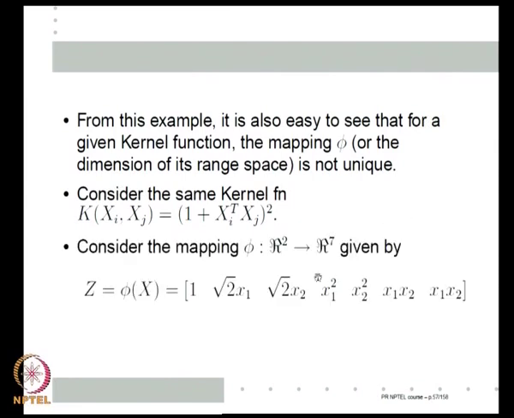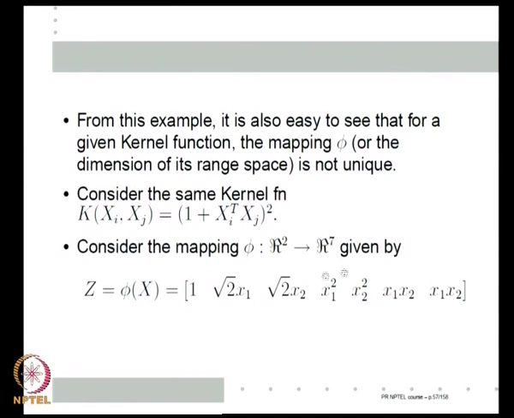For the same kernel function, instead of taking the last component as root 2 x1 x2, suppose I have taken it to be not R2 to R6, but R2 to R7, and the last two components are x1 x2, x1 x2. As you can see, if I do z_i transpose z_j, I get x_i1 x_i2 into x_j1 x_j2 plus x_i1 x_i2 into x_j1 x_j2, and you add them, I get 2 x_i1 x_i2 x_j1 x_j2. That is what earlier the root 2 x1 x2 term was giving me.